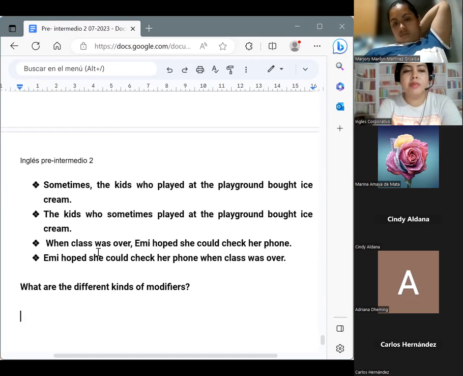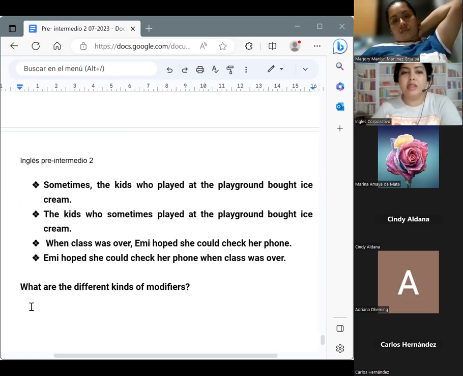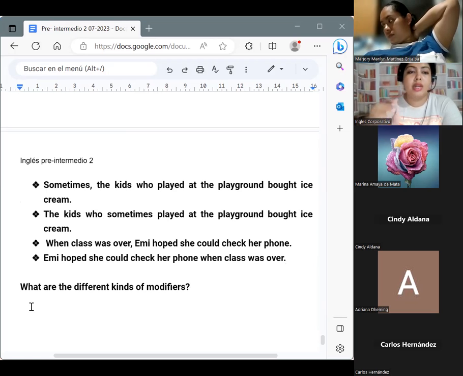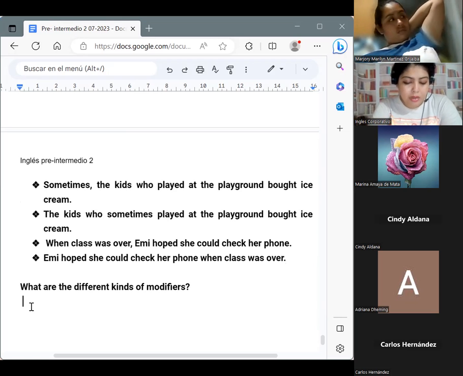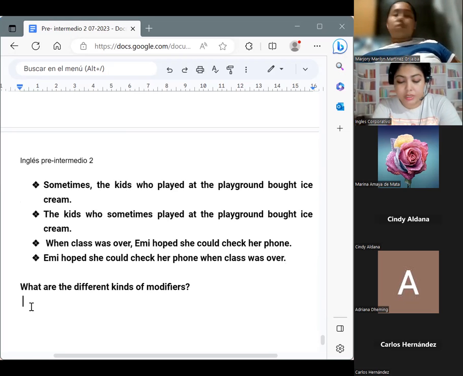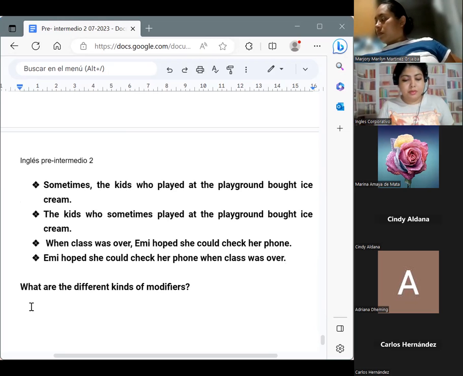And this is the last part because we have like 10 minutes, if I am not wrong. Yes, just 10 minutes to end the session. As we mentioned, modifiers can be single words, phrases, or clauses. So in this case, we have three. But also we are going to see something extra.